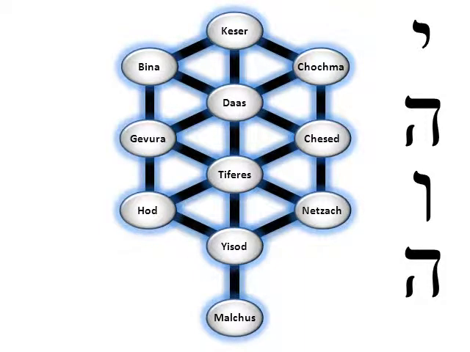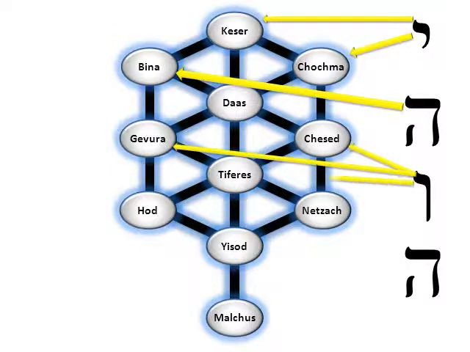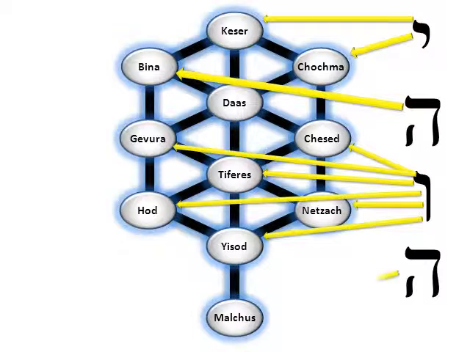The 10 spheres correspond to the 4-letter name of Hashem. The tip of the Yud of this name corresponds to Keser, the body of the Yud to Chachma, the first Hey to Bina, the Vav to the 6 spheres Chesed, Gvura, Tiferes, Netzach, Hod, and Yesod, and the last Hey to Malchus.